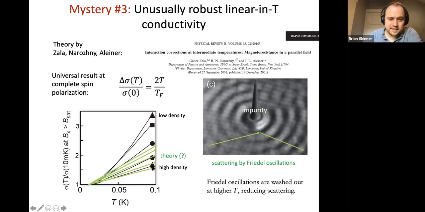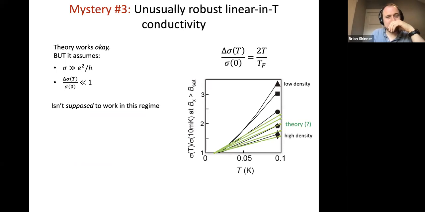So what you can see is that at the highest density, where our system is closer to just a regular Fermi liquid state, the theory matches pretty well. And then as you go to lower density, closer and closer to the Wigner crystal transition, it's less good. And so you say, well, maybe it's not too bad, but it's off by a factor of 2 or so. But actually, there's a bigger problem with making this theory comparison.